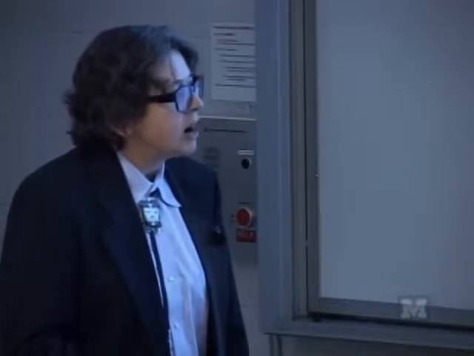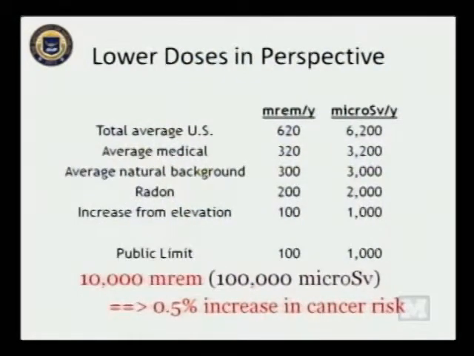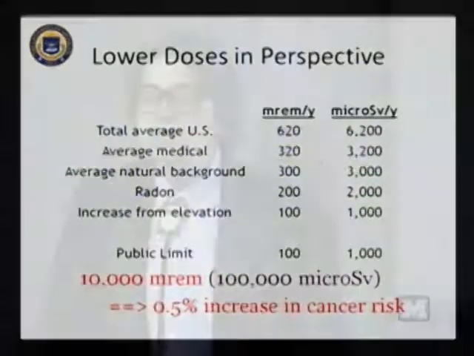A number from BEIR 7, roughly, and I've rounded it so you can remember it or use it quickly, is that 10,000 millirem gives you roughly a 0.5% increase in cancer risk. Now, below 10,000 millirem, there's another problem: the cancer risks are so small that it's impossible epidemiologically to tell what the relationship between the dose and the risk is.